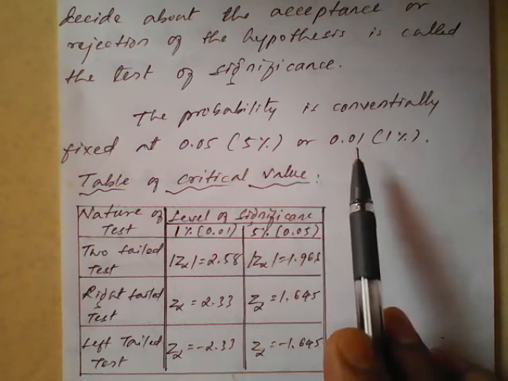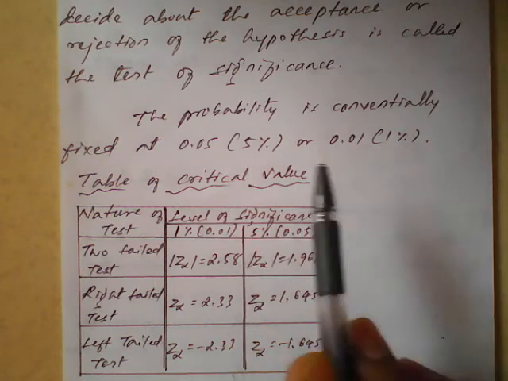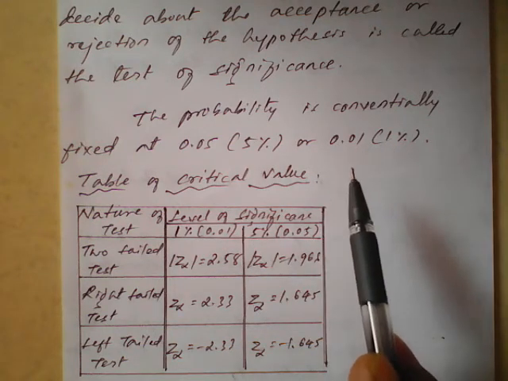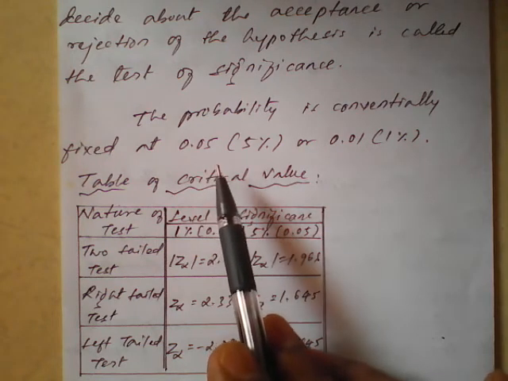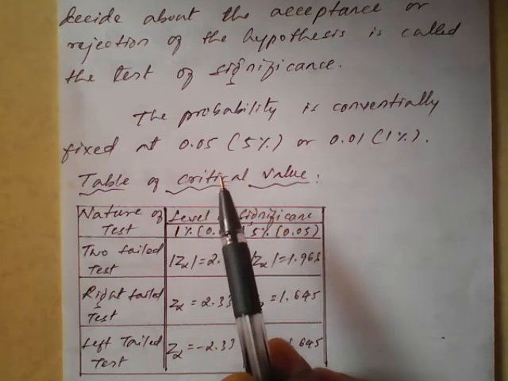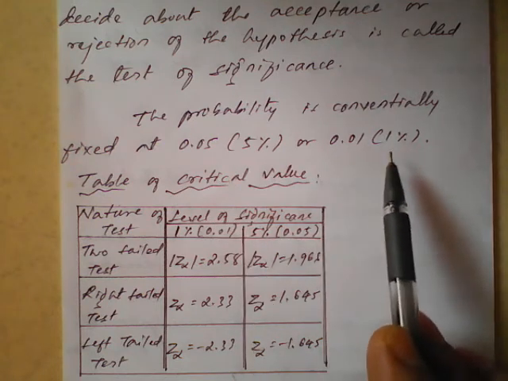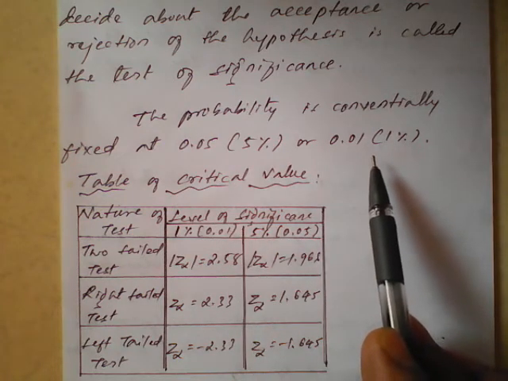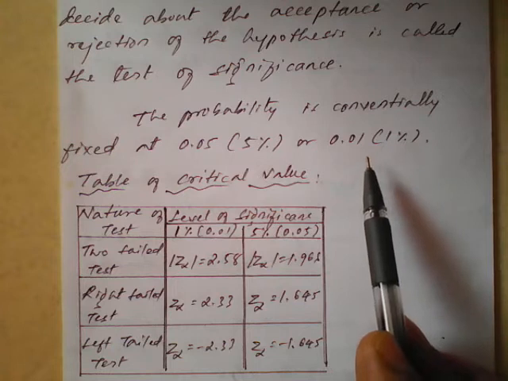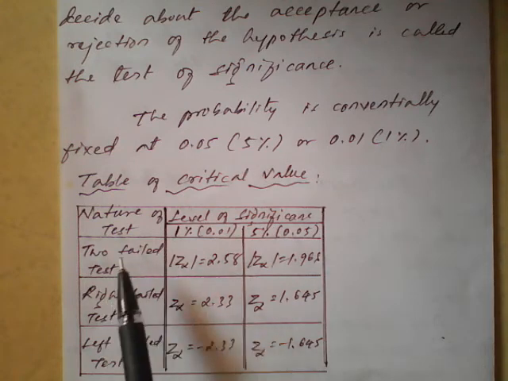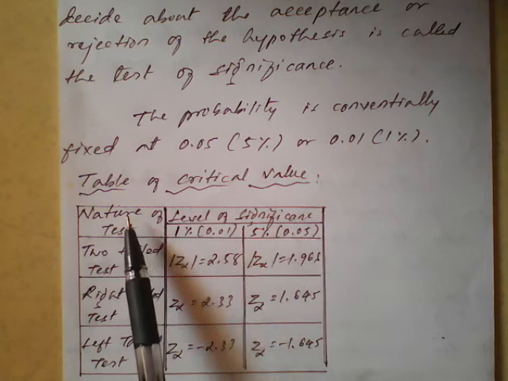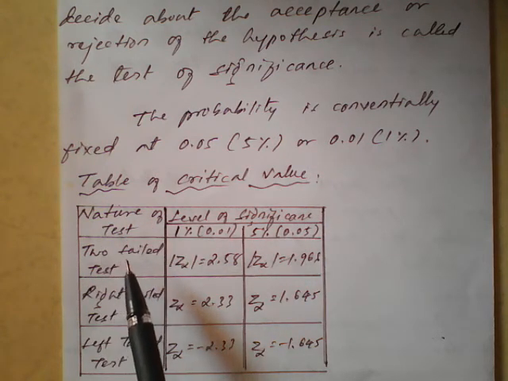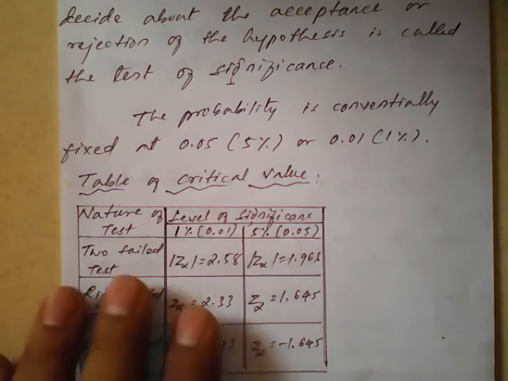So we are going to test both in the examination, or they will give you a test for 5% level of significance, or 0.01, 1% level of significance, or like that. At that time we need to check that probability. So here we have a few results: the table of critical values and the nature of the test. Two-tailed test means we have both.